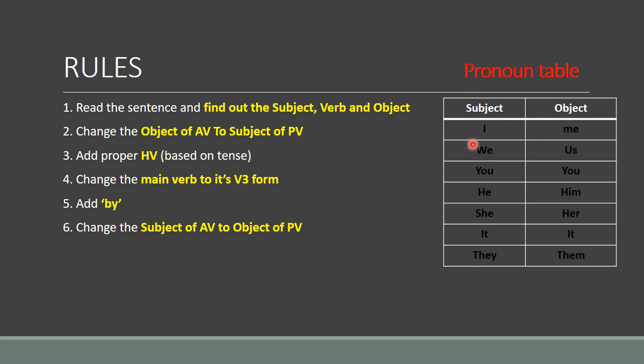The objective form of we is us. The objective form of you is you only. The objective form of he is him. The objective form of she is her. The objective form of it is it only. The objective form of they is them. So I have used all these pronoun subjects in example sentences. If you have any doubt when you change the subject to object, you can refer to this tabular column and do the necessary changes.